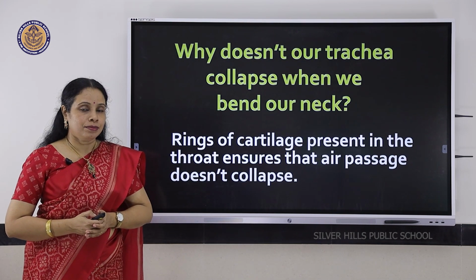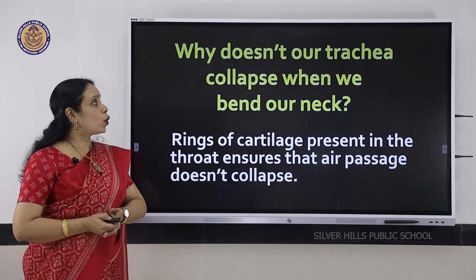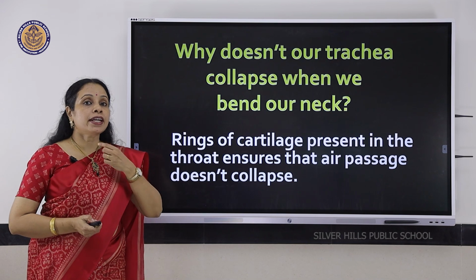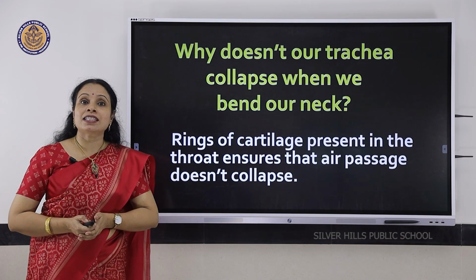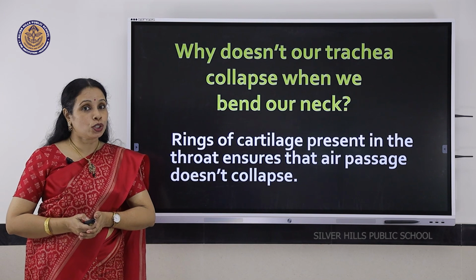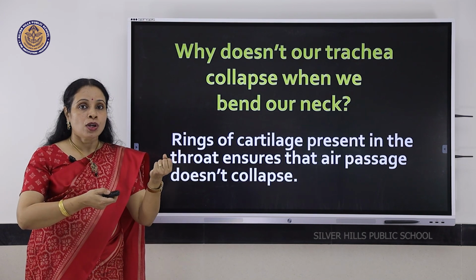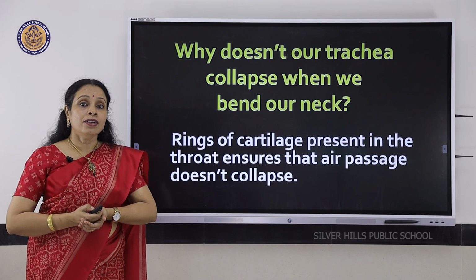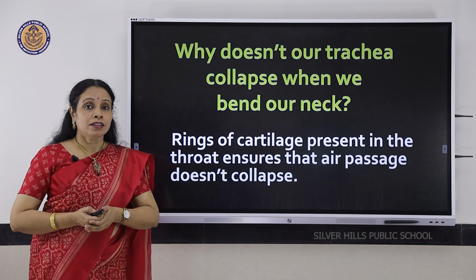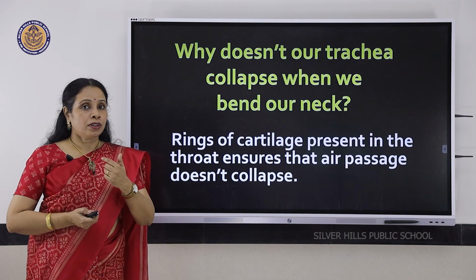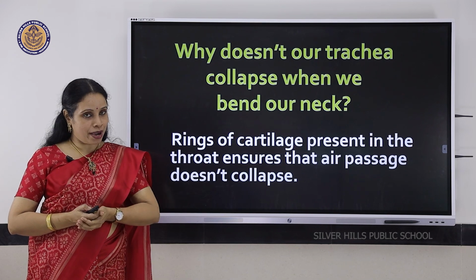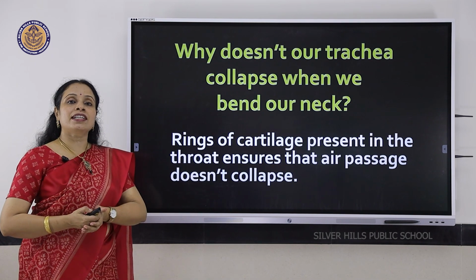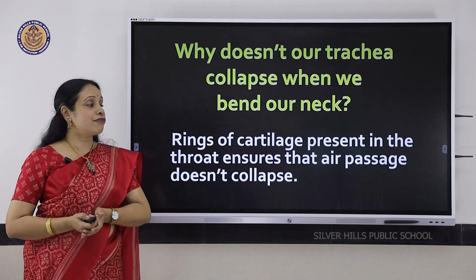Now a question: why doesn't our trachea collapse when we bend our neck? See, when we bend down, why doesn't it collapse? You would have experienced this while you are watering the garden with a hose. When you are pulling the hose, and if the hose gets bent upon itself, then no water will come out from the hose. Similarly, will something happen to your trachea when you bend your neck? The answer is no, because there are rings of cartilage which will prevent the trachea from collapsing.